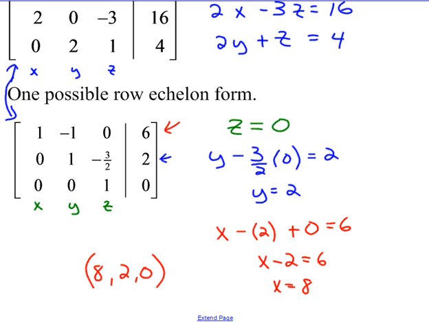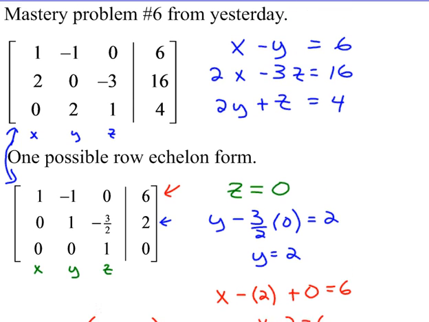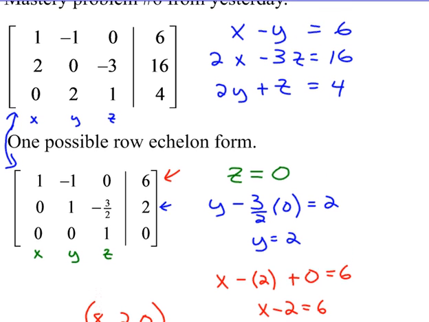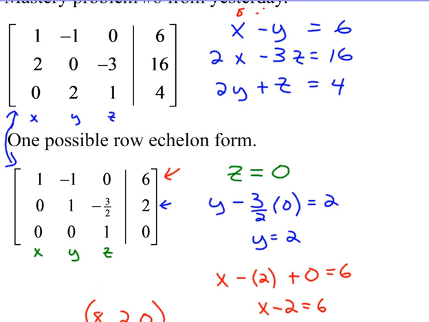Now it's worth it to check whether that actually works. You can go back up and plug these numbers into your original equation right up here. Indeed, 8 minus 2 is 6. Here we'd have 2 times 8 is 16, minus 3 times 0 is 16, and down here 2 times 2 plus z, which is 0, does indeed equal 4. So it works. It's a good idea to check.